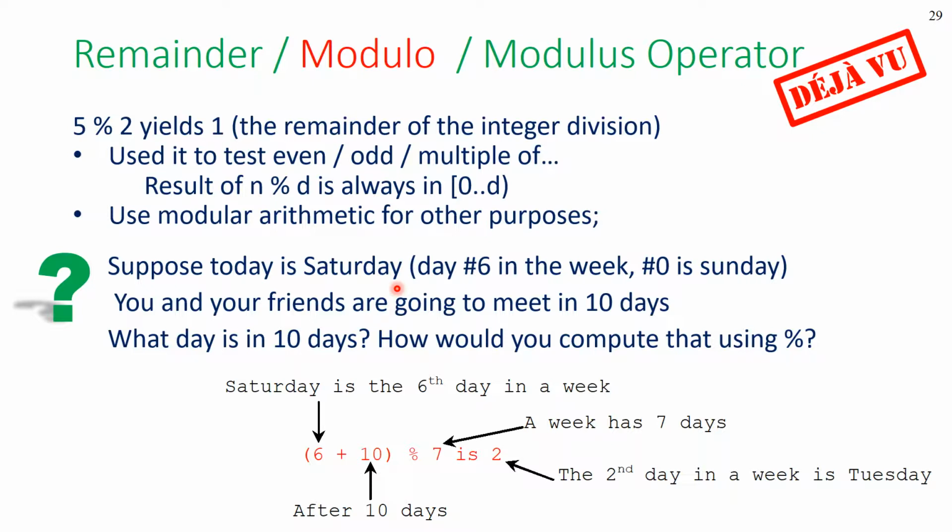And then the second thing that we use the modulo operator for is testing whether this number is a multiple of that other number. A special case of that is testing if a number is even or odd. That just means multiple of 2 or not. Okay, that's it for modulo.